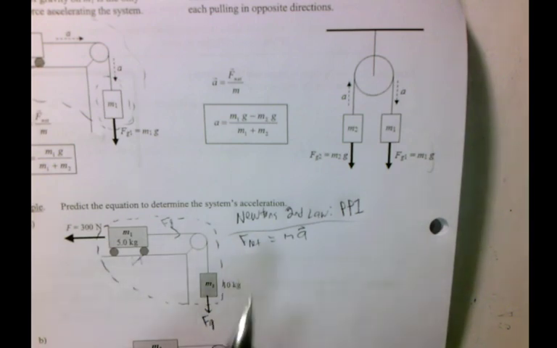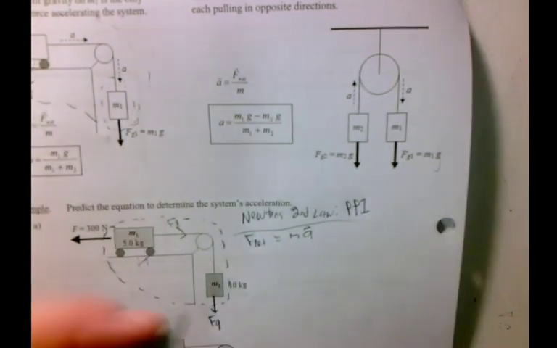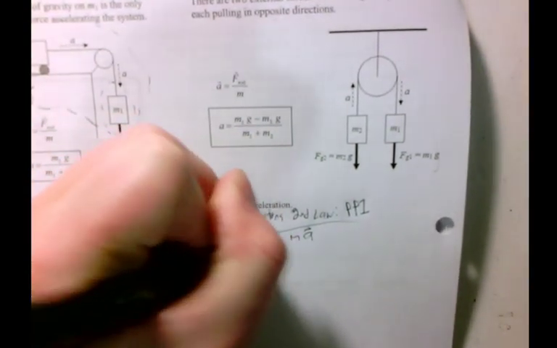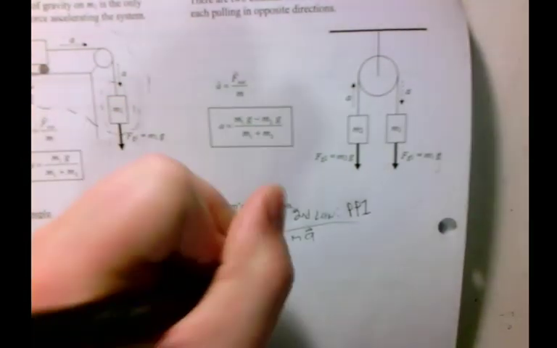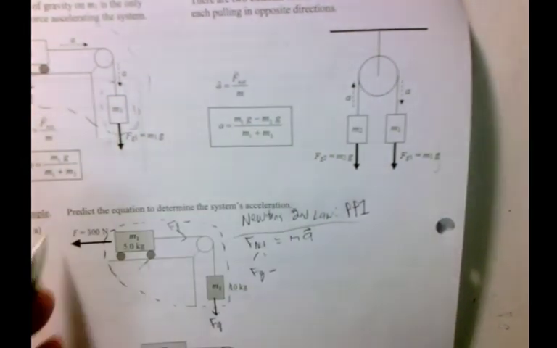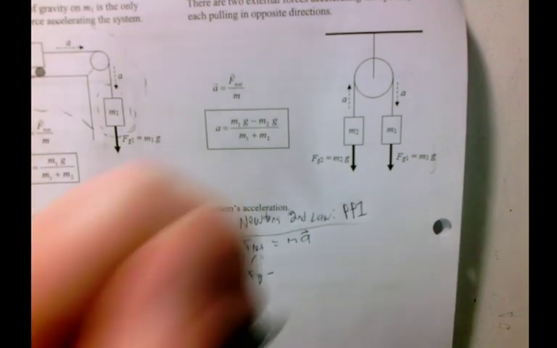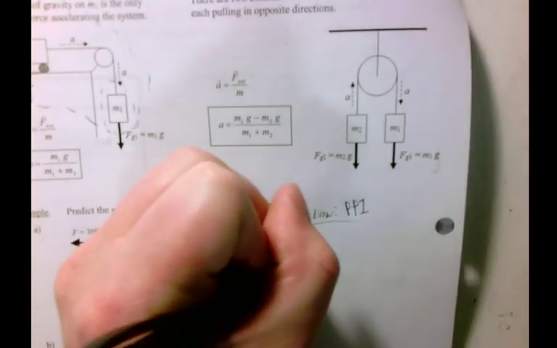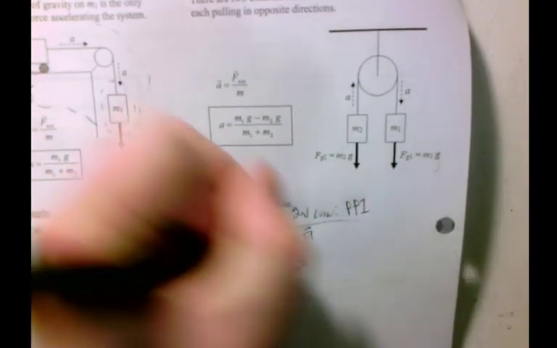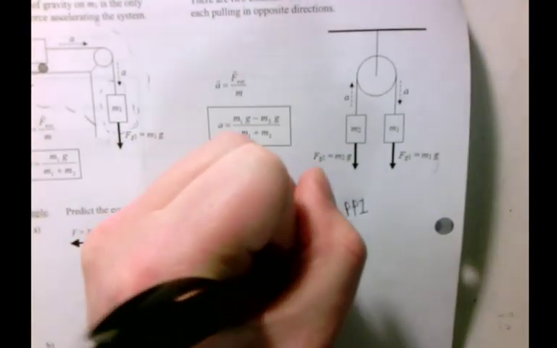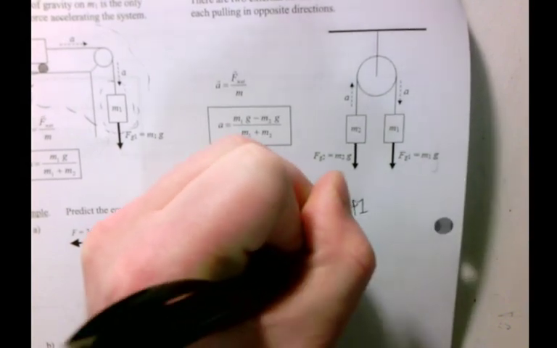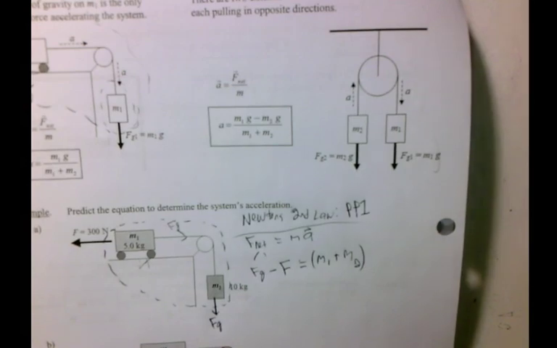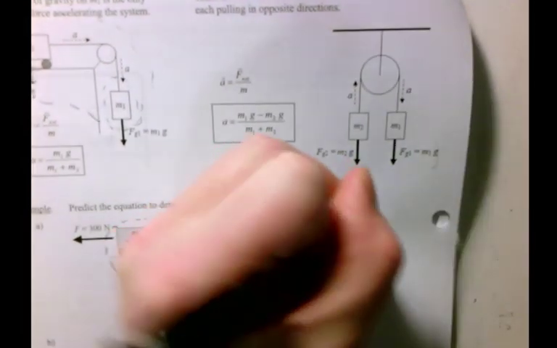So we have a net force, which has our force of gravity pulling it down or to the right. And we have this external force, just this F. And that will be equal to the mass of the whole system, m1 plus m2, and the acceleration of the entire system.